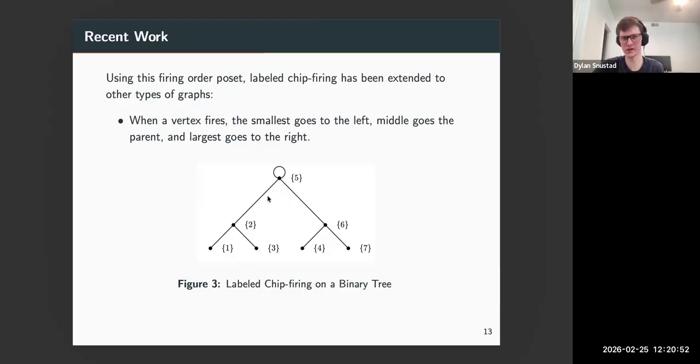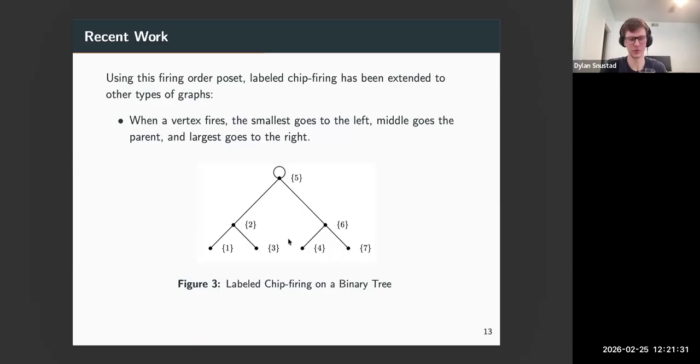And for these binary tree cases, that rule tends to be something like this: if I look at any vertex here and go all the way to the left and all the way to the right, this subtree, which in this case is the whole tree, will have the smallest chip all the way to the left and the largest chip all the way to the right. And then if I take this subtree, 1, 2, 3, you get a similar rule, where 1 is all the way to the left, 3 is my largest chip in this subtree, and 2 is my middle. This is something people have been interested in really recently.